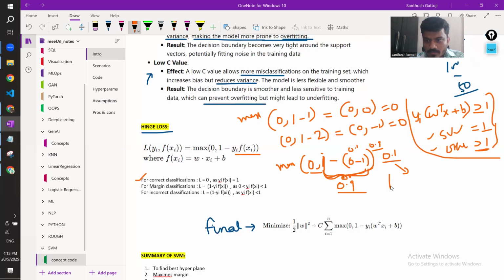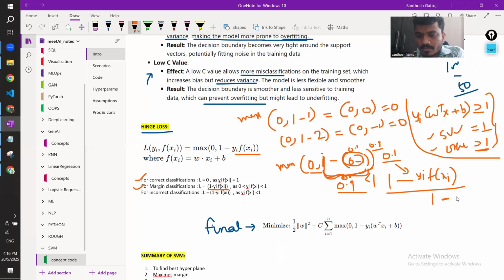So what is this? This is 1 minus yi f of xi. This is the maximum. That's why for marginal classifications, the loss will be 1 minus yi f of xi. For incorrect classifications, this value will be less than 1, because for correct classifications it is greater than 1. For incorrect, it will be less than 1. That means 1 minus a value less than 1.